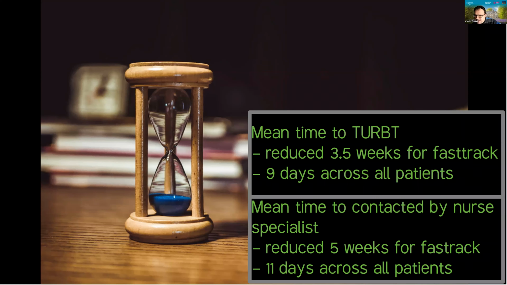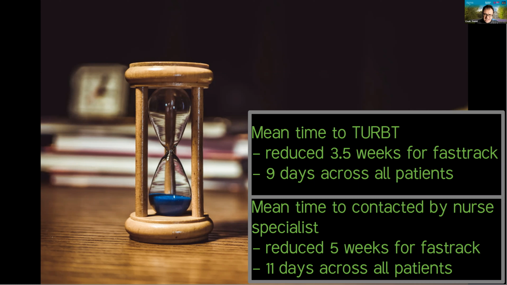They found that the mean time from referral to the transurethral resection of the bladder tumor had reduced by 3.5 weeks for fast track patients, those that were suspected to be muscle invasive, and also, interestingly, 9 days across all patients. And you might think, well, why is that? Surely, if you're fast tracking certain patients, there's going to be a knock-on effect for other patients. We think what was happening was that because they'd suddenly become so invested in their system, other processes were starting to speed up too, and they were really thinking about what they were doing in every stage of the process.